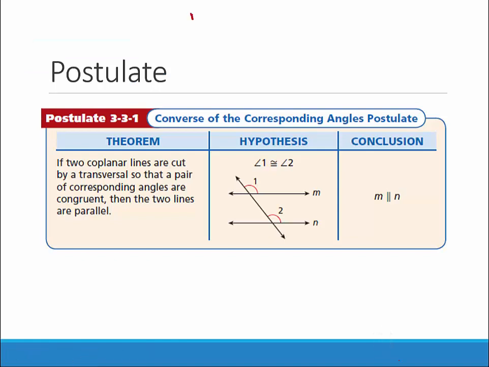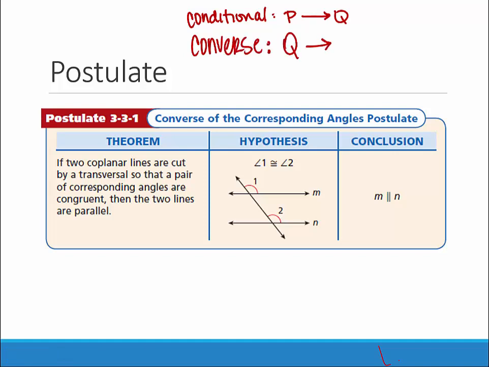So remember we had conditional statements. And a conditional statement said, if P, then Q. A converse, remember, just switches that around and says, if Q, then P. So it's kind of like the backward version of something. So yesterday we talked about the corresponding angles postulate, and today we're going to go backwards.